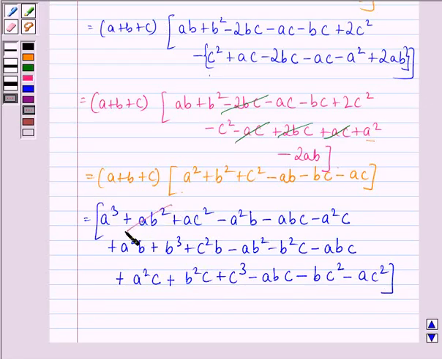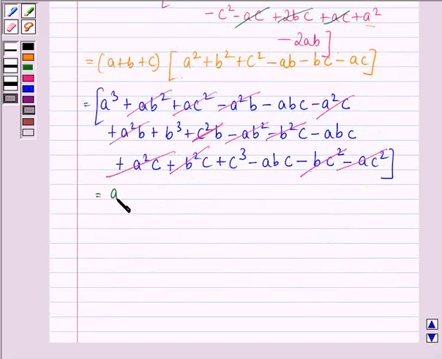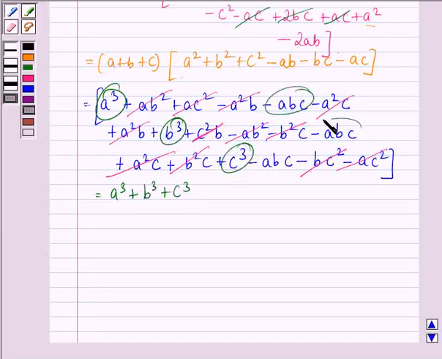Now we see that AB square gets cancelled with minus AB square, AC square with minus AC square, minus A square B with plus A square B, also minus A square C with plus A square C, C square B with minus C square B, this with this, and we have A cube plus B cube plus C cube minus ABC minus ABC minus ABC, which is minus 3ABC.